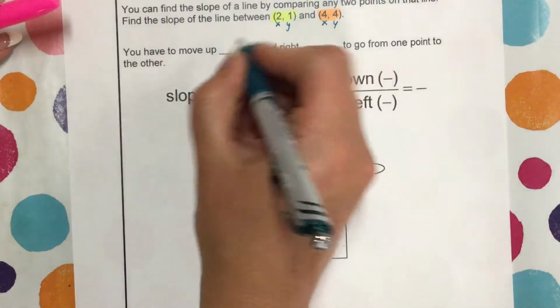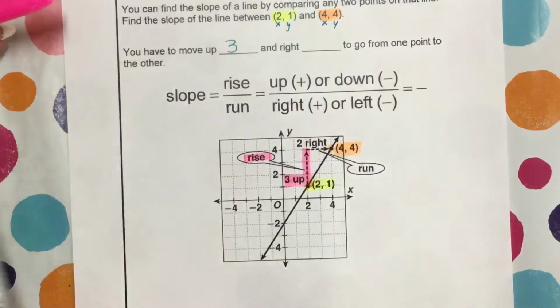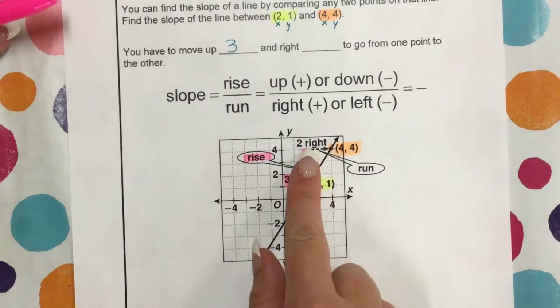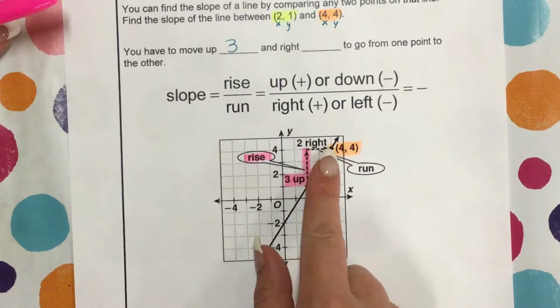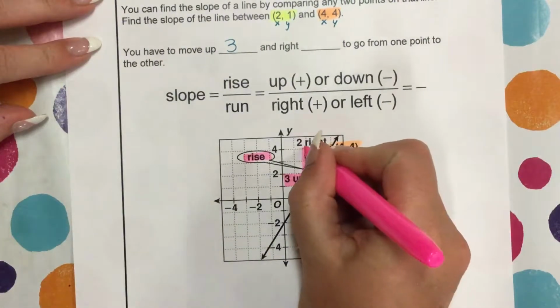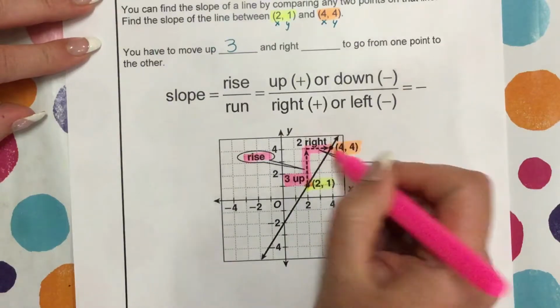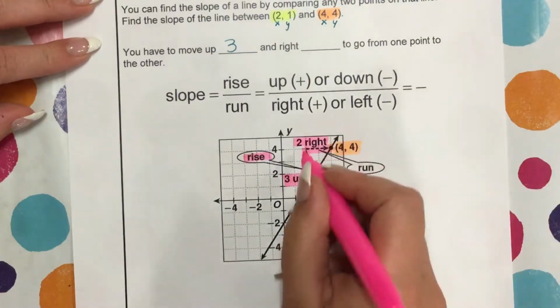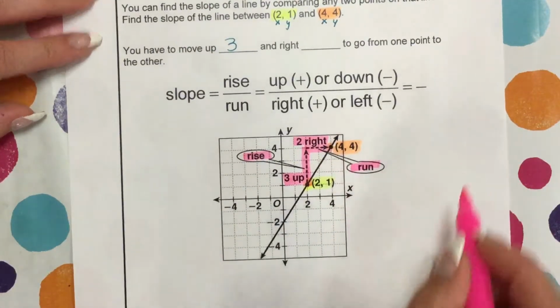So you have to move up 3. And we're not to this point yet because we have to move to the right. We have to move to the right 1, 2. So we move 2 to the right. And when you move to the right, that's called the run.